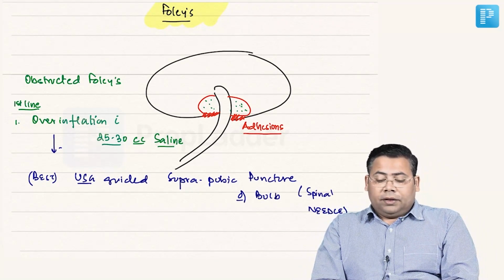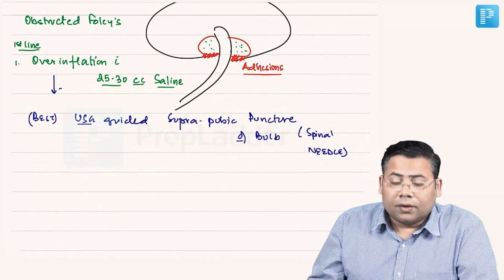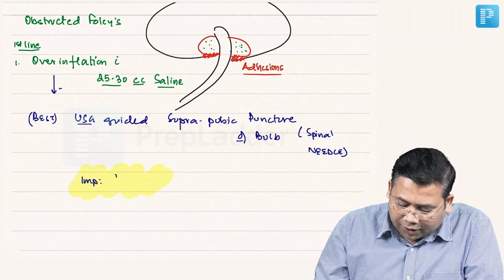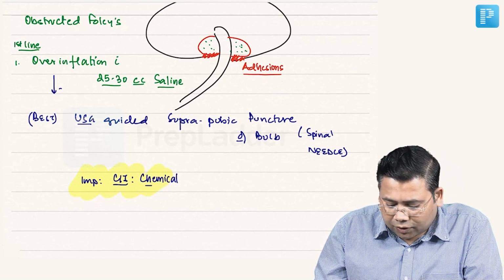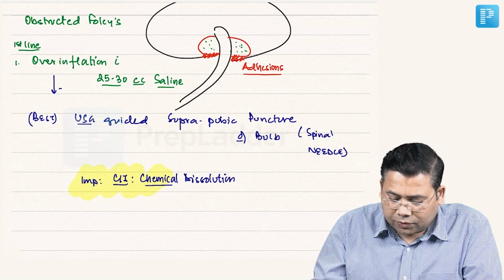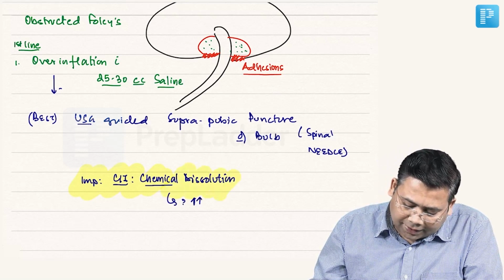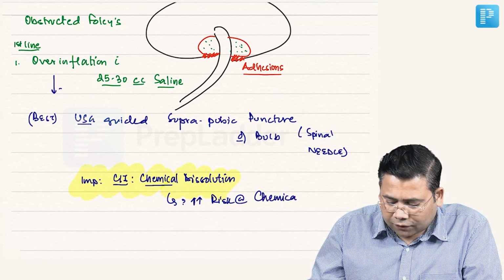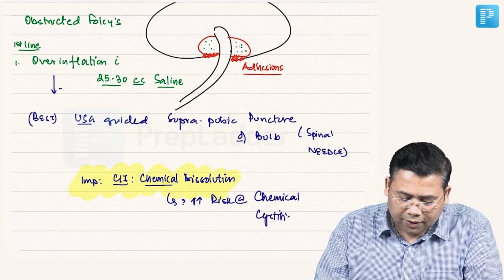In the era when USG was not available, people used to push ether and go for chemical dissolution. The important thing that you all have to understand is that today chemical dissolution is absolutely contraindicated. Why? Because there is an increased risk of chemical induced cystitis, and that is why it is absolutely contraindicated.